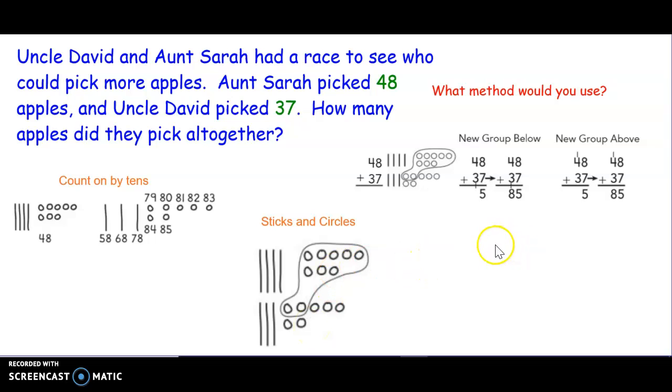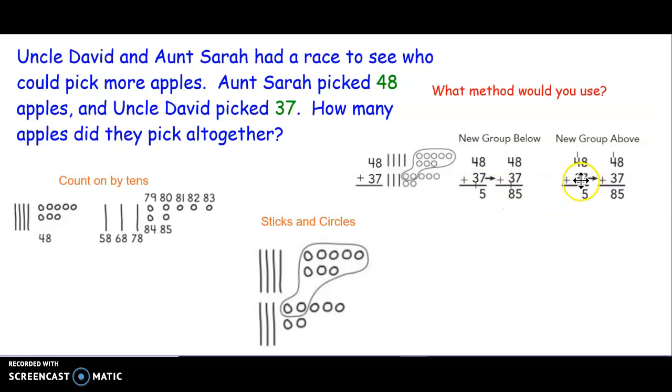Okay, finally we have new group below and new group above. So in new group below and new group above, we start over in the ones place. And we do 8 plus 7. 8 plus 7 gives us 15. In new group below, we put the 1 below because that represents one group of 10. And we can see our number 15 shown right here.